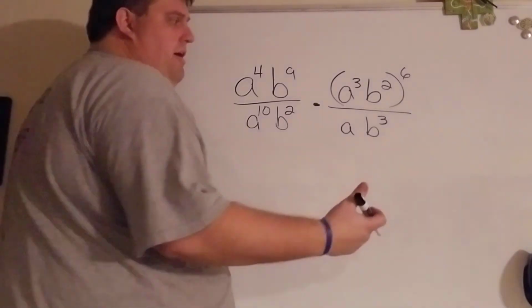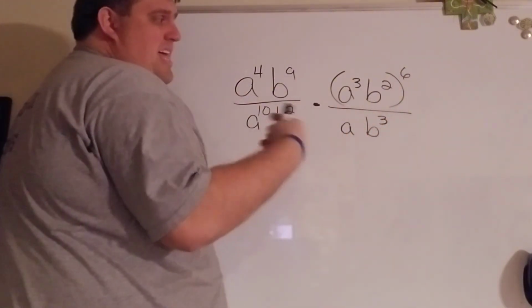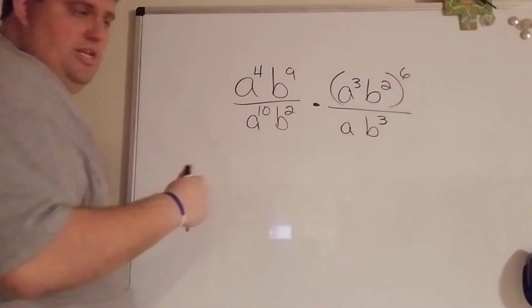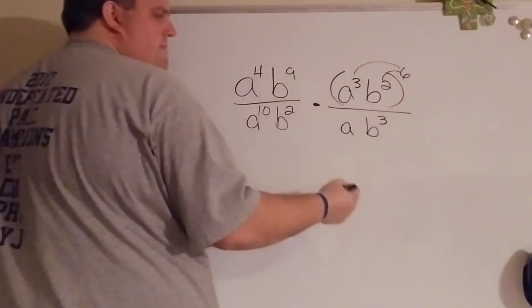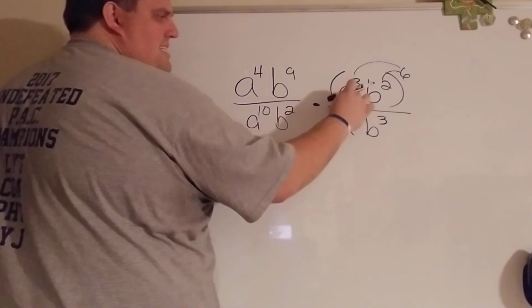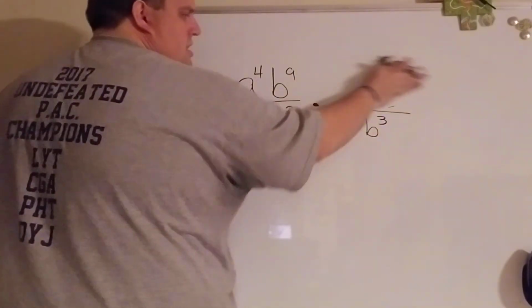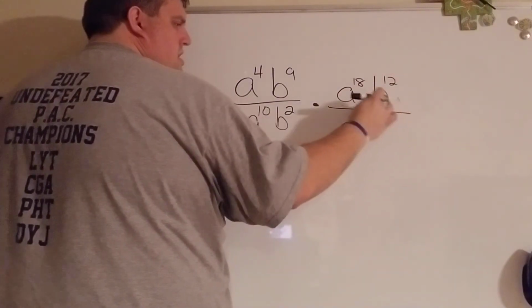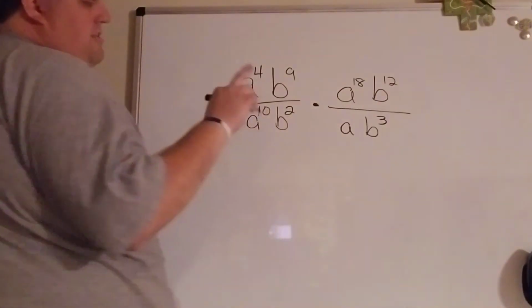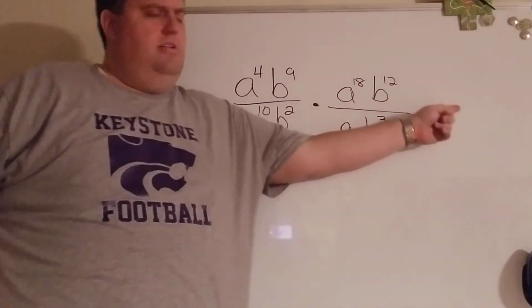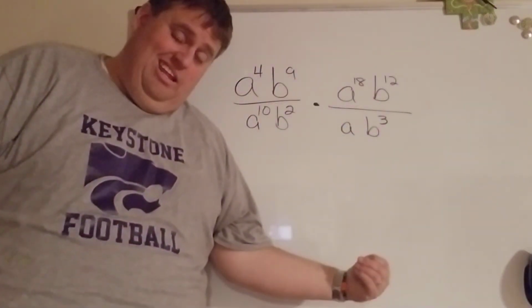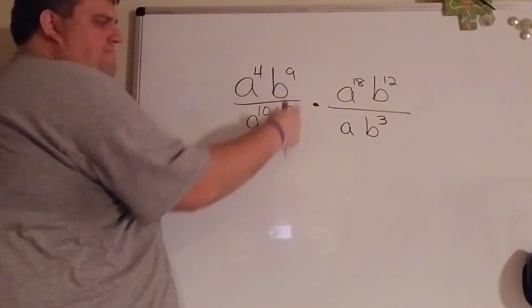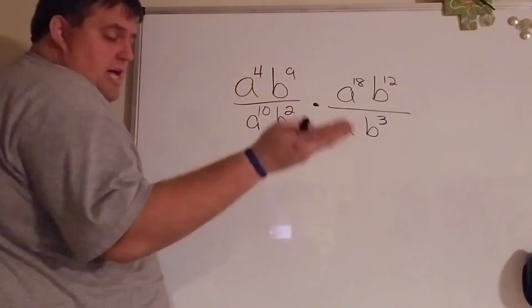But to show you an example here, I would definitely do power to a power first, because you can't really play nice with everything else if you're still in parentheses. So I'll get rid of those parentheses if I do power to a power. So that's going to be a to the 18th, b to the 12th. And then you can see that I could multiply and go straight across, or I could divide and then multiply. It doesn't really matter. I think it's probably easier to just divide, get the number smaller, and then multiply.